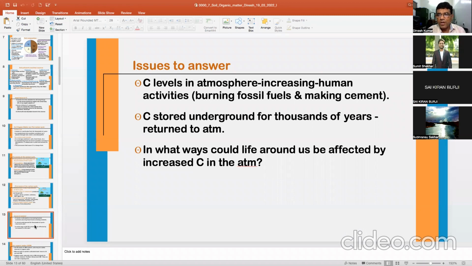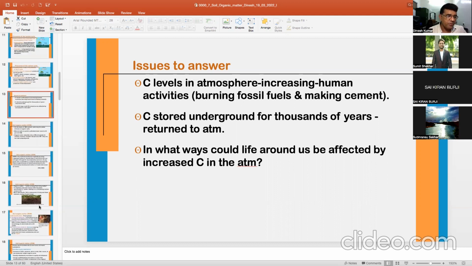In what ways could life around us be affected by increased carbon in the atmosphere? What will happen if there is more carbon in the atmosphere? That, you know, global warming, climate change. So these are the issues. For the time being, you just forget them.